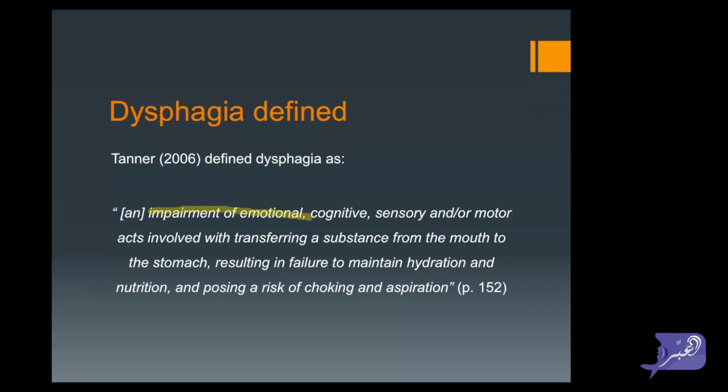Okay, so it's an impairment of emotional, cognitive, as well as the sensory and motor acts of transferring the bolus or the substance that we are ingesting from the mouth to the stomach. Okay, and so it is not only the act of swallowing that is impaired, but also the emotional aspect of it. And that results in failure to maintain things like hydration and nutrition, because of the limited intake that dysphagia has on the patient. Ultimately, what dysphagia does is it poses a risk of not only choking, but also aspiration.